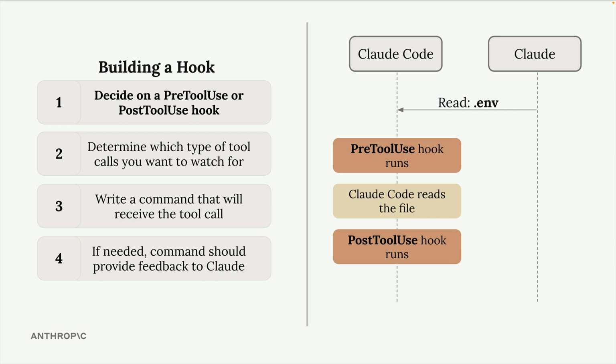Step 1 is to decide on whether we need a pre-tool use or a post-tool use hook. In this scenario, we want to prevent Claude from ever reading a particular file. If we make a post-tool use block, then we will have executed our hook or ran our command after Claude already read the file. So in this case, we definitely need a pre-tool use hook to make sure that we can prevent the read operation from occurring.